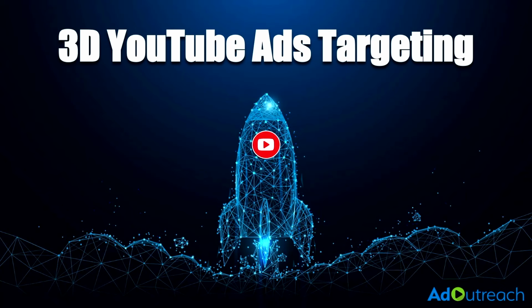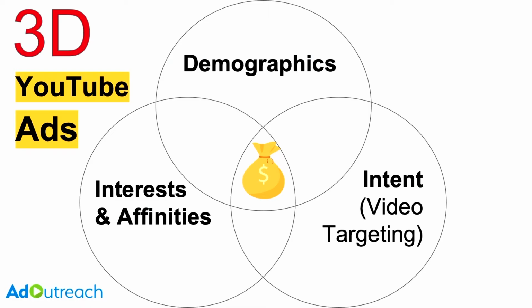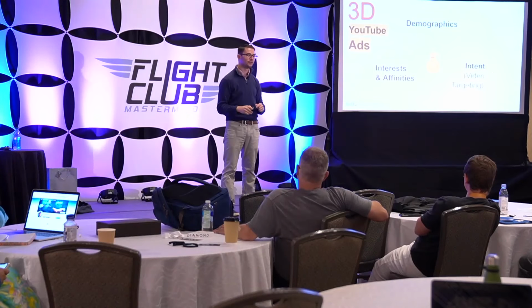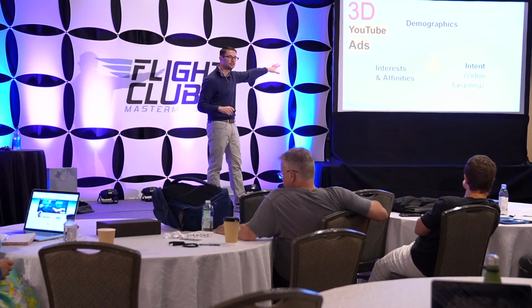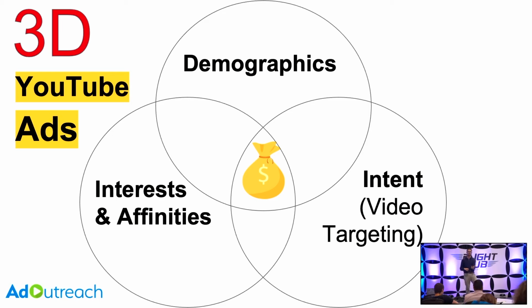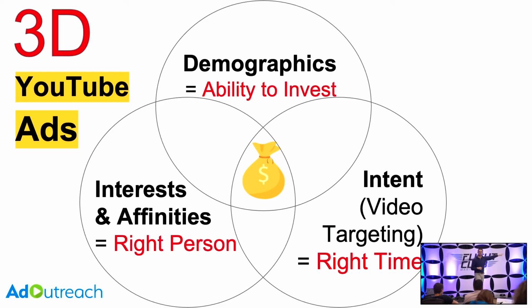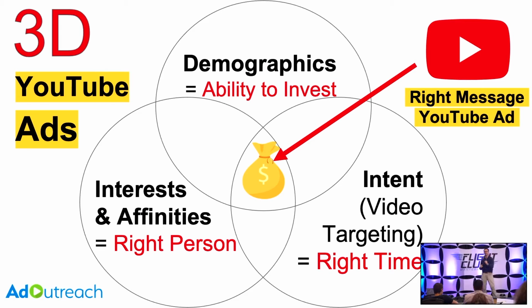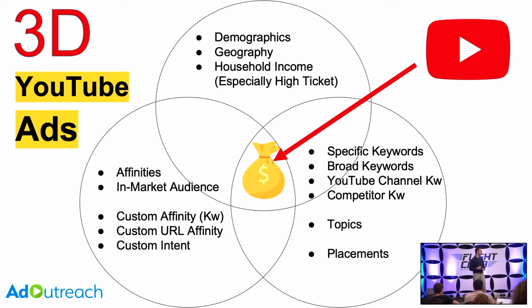When you have all of these elements together, you can get that perfect sweet spot right in the middle, which is your ideal client. So you're layering demographics, interests and affinities, intent, which is your video targeting. You're reaching the right person with the ability to invest at the right time with the right video ad, which is your YouTube ad. And that is what lands you the conversions you're looking for, right? When all of these things are in alignment, you win. Full stop.